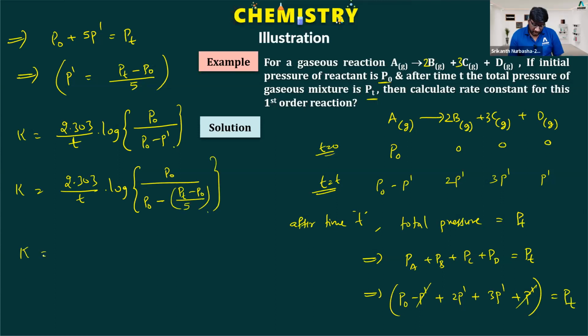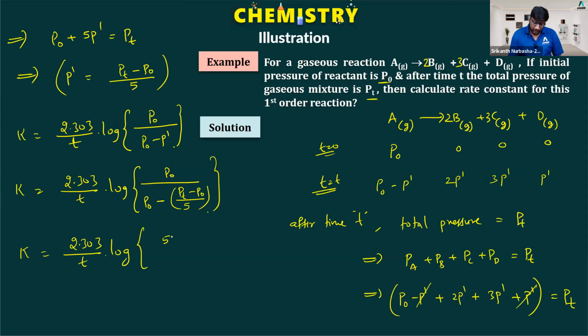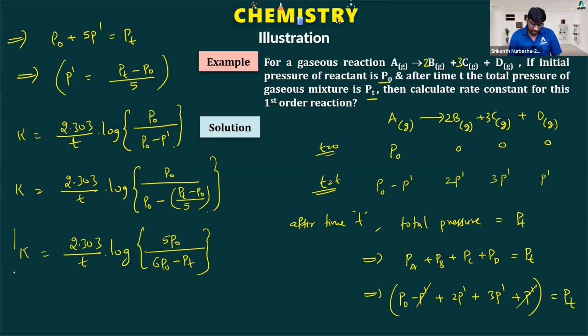So K is how much? K is equal to 2.303 by t into logarithm of 5 P naught divided by 5 P naught minus Pt plus P naught, that is 6 P naught minus Pt. This is the expression.